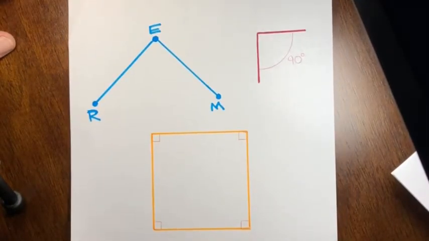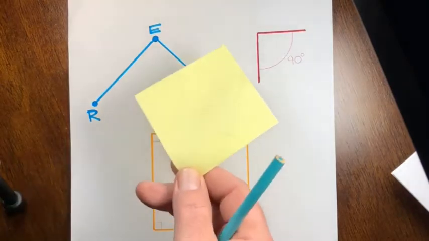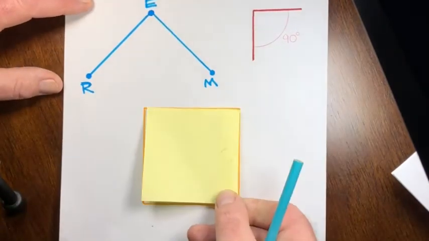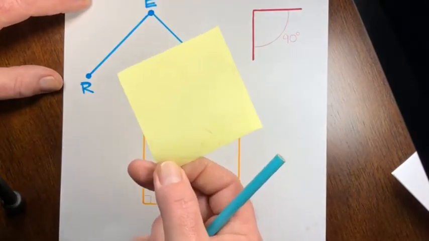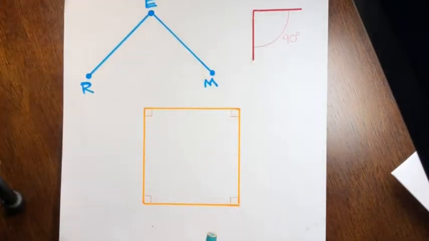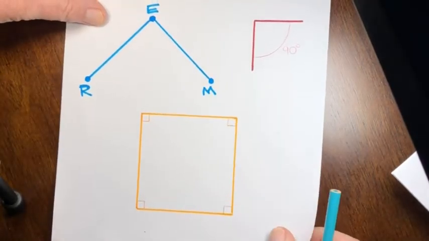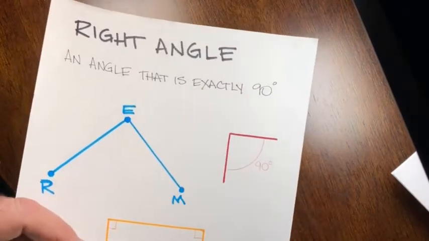So we have some examples of right angles there. You'll see them everywhere. They're in pieces of paper. I have a Post-it note here. That's exactly where I measured this. Right angles are pretty much everywhere. Okay, so right angles are 90 degrees.